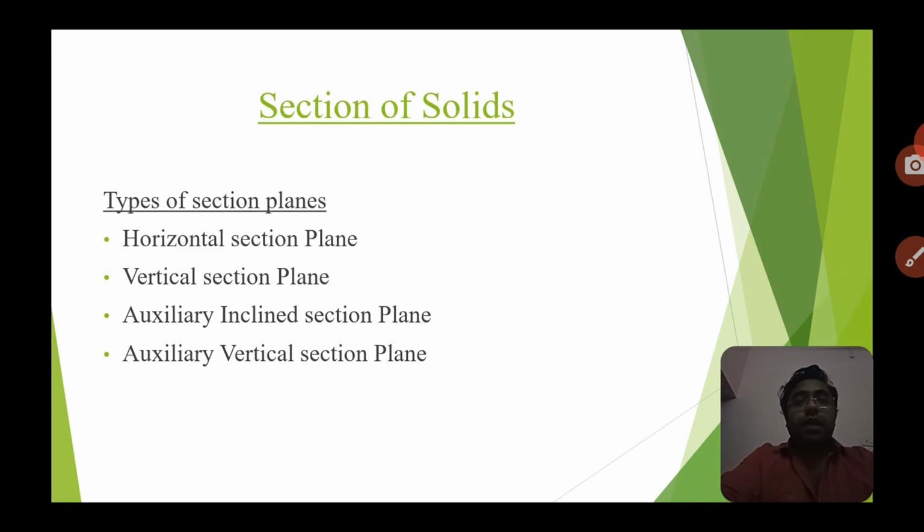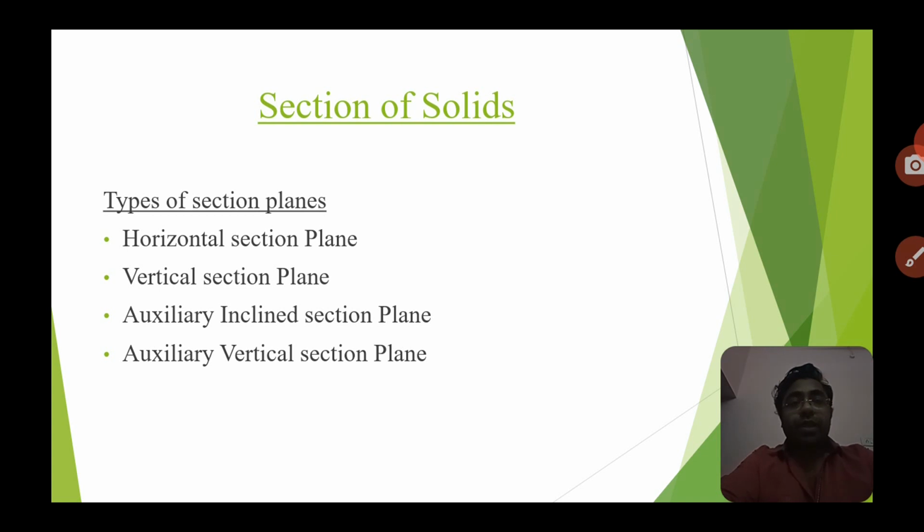There are types of section planes. In the section of solids, we can understand the types. There are mainly four types of section planes: horizontal section plane, vertical section plane, auxiliary inclined section plane, and auxiliary vertical section plane. We can discuss each one with a clear picture of view.